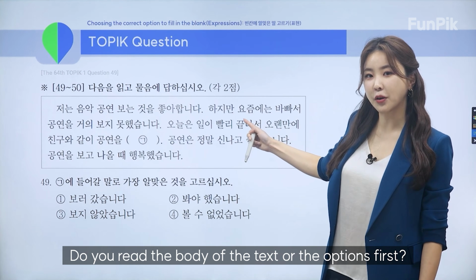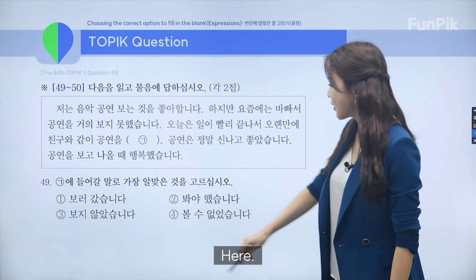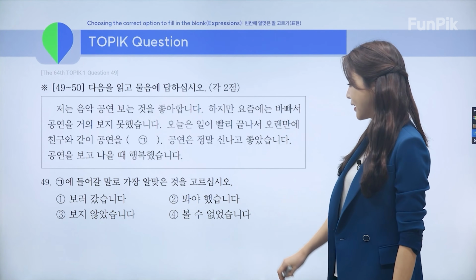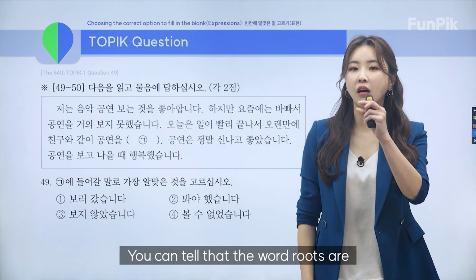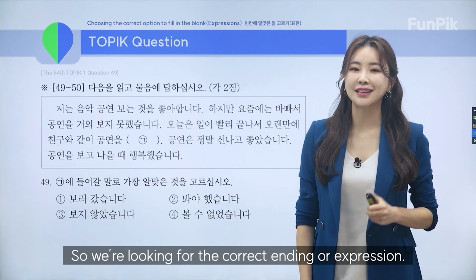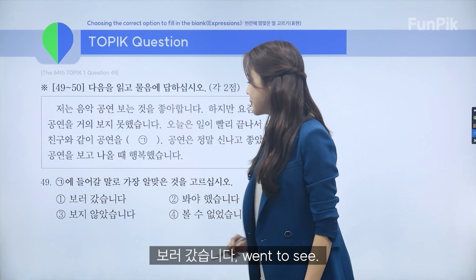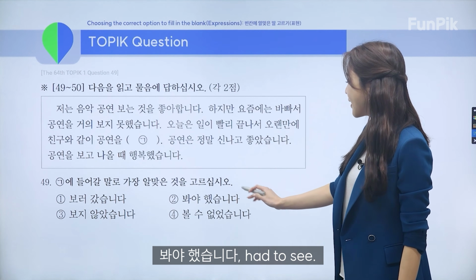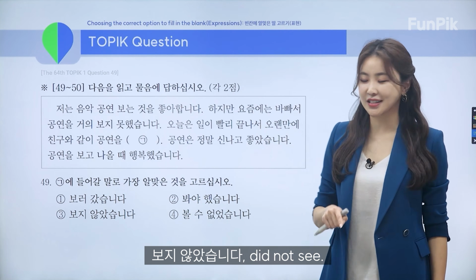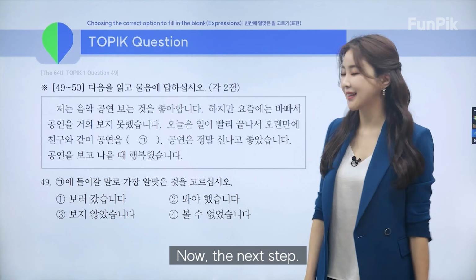Do you read the body of the text or the options first? Read the options first. Here, 보러 갔습니다. 봐야 했습니다. 보지 않았습니다. 볼 수 없었습니다. You can tell that the word roots are all about 보다, seeing, watching. So we're looking for the correct ending or expression. If we translate, 보러 갔습니다, went to see. 봐야 했습니다, had to see. 보지 않았습니다, did not see. 볼 수 없었습니다, couldn't see.